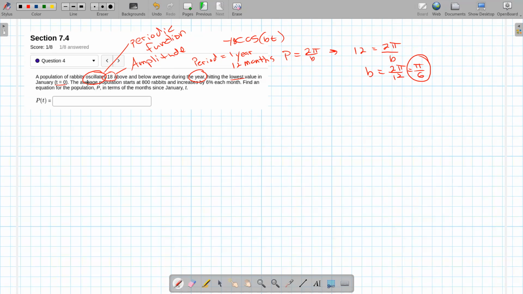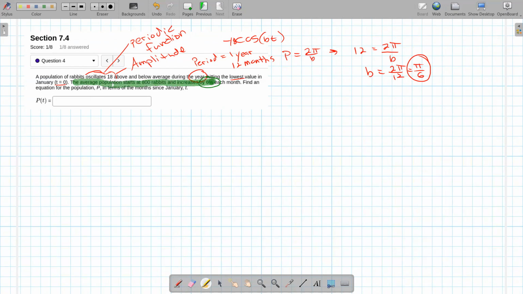Next interesting part is this average population. Starts at 800. So normally with a cosine, we oscillate about a fixed average, right? A straight line. But they're saying that average increases by 6% each month. So what does that mean?